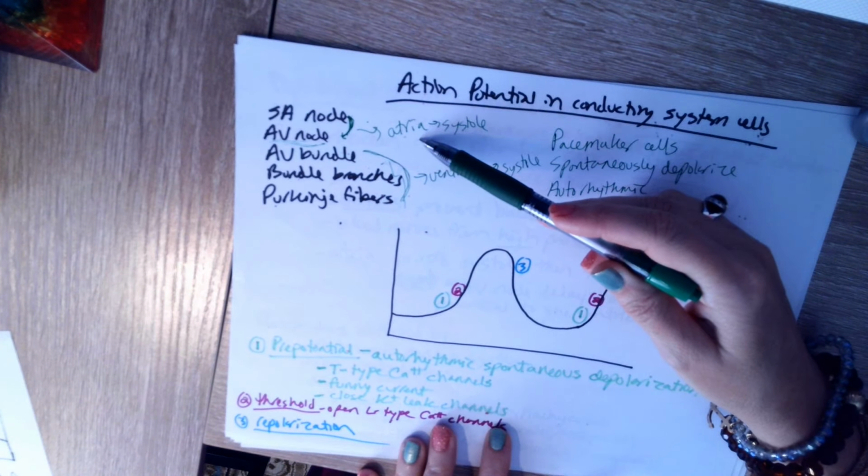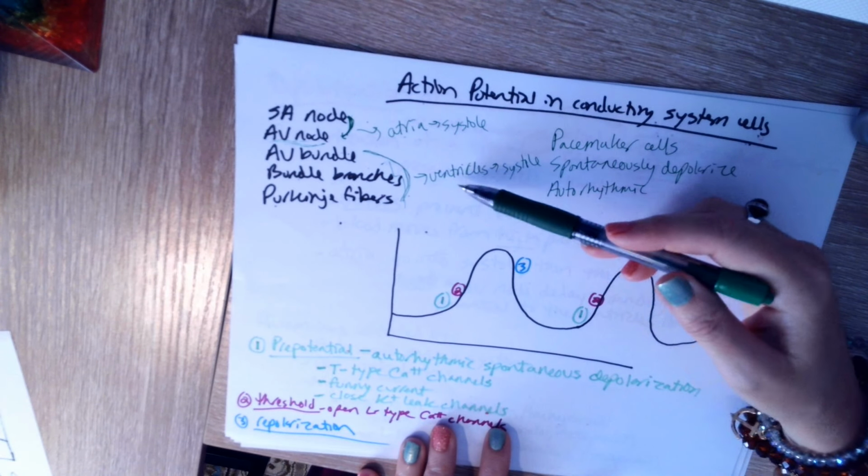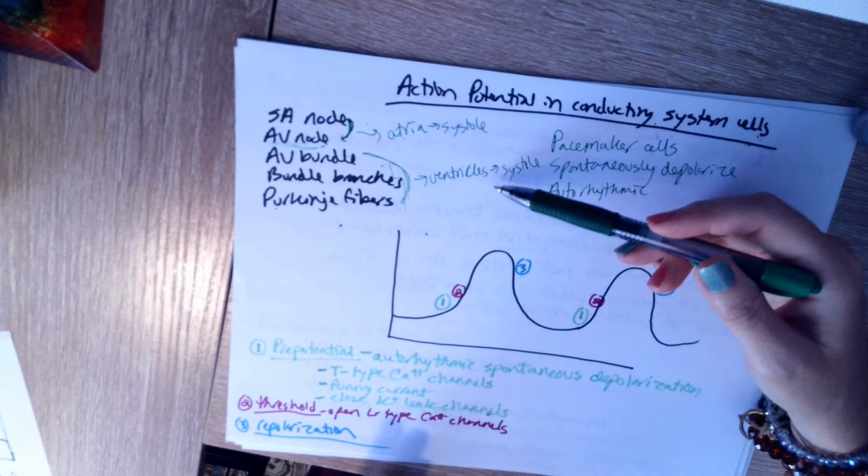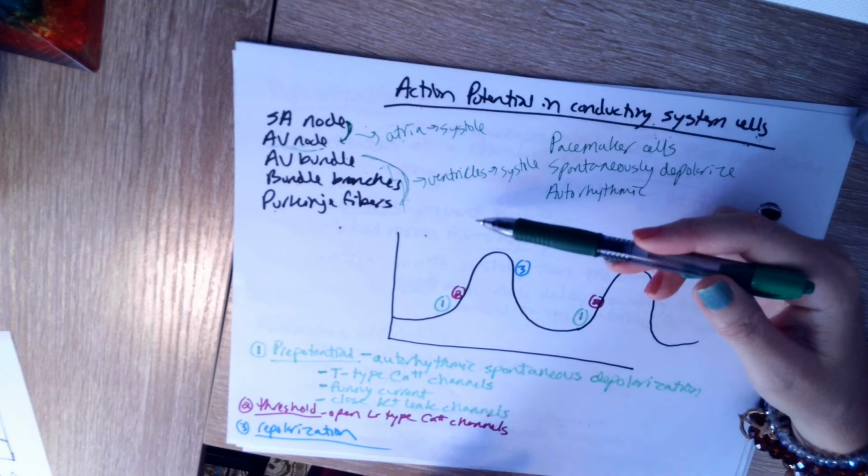So when the atria contract, they push the blood down into the ventricles. When the ventricles contract, they push the blood up into the pulmonary trunk and the aorta. It doesn't go back up into the atria because of the AV valves.